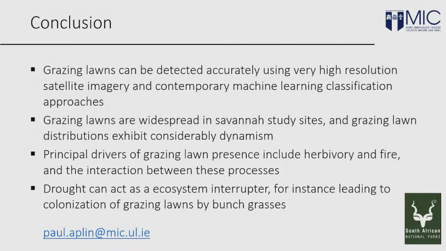Just to summarize, grazing lawns, you can see them, you can find them. We've done a lot of field work, giving you percentages over 90% in identifying these sites using contemporary image analysis approaches and sophisticated image sources like very high resolution spaceborne data. Grazing lawns are widespread and quite dynamic in southern Kruger and in savanna environments. Principal drivers are herbivory and fire and how they interact. But here, drought may have been demonstrating itself as an ecosystem interrupter, leading in a couple of cases to colonization of grazing lawns by bunch grasses.